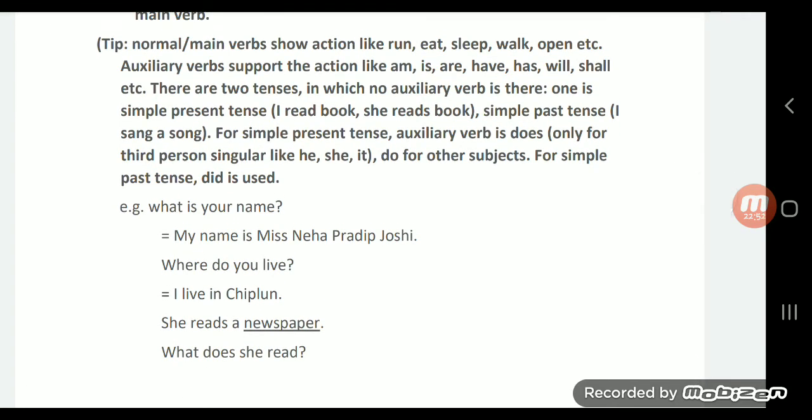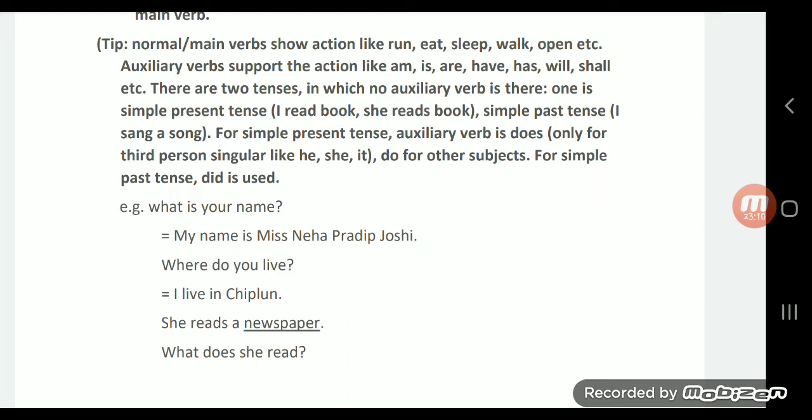What is your name? WH क्वेश्चन विचारता देन यू कॅन एक्सपेक्ट समथिंग न्यू ऑर इन्फॉर्मेटिव्ह इन रिस्पॉन्स or as a response. My name is so and so. Where do you live? I am giving my information. I live in Chipur. Then another.